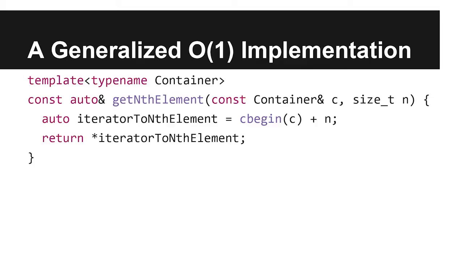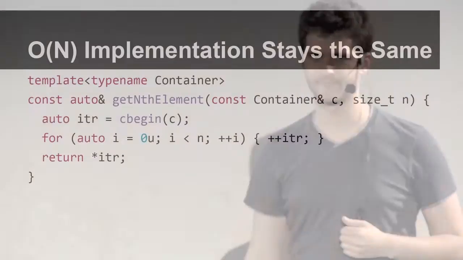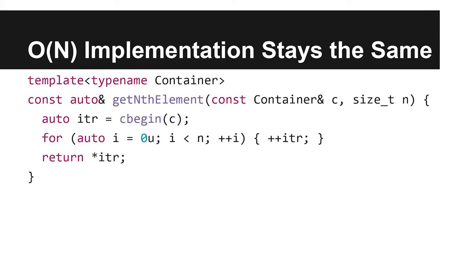We get an iterator to the front, we advance it by n times. This goes back to our vector example from earlier, where we just said, hey, it's basically a pointer, so we can just add to it. And then we dereference and get the result out. Our O of n solution stays exactly the same. It doesn't have to change at all, it accepts any container.